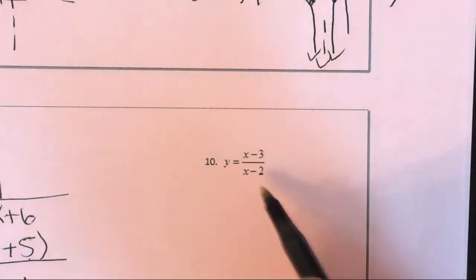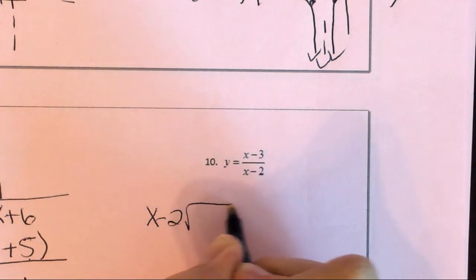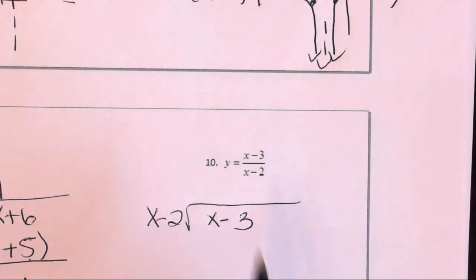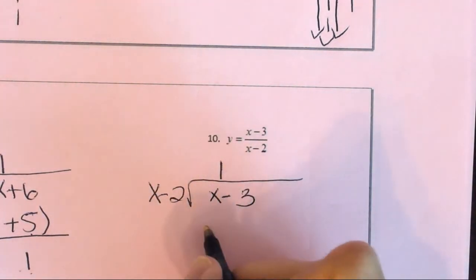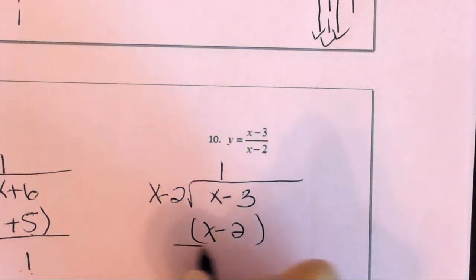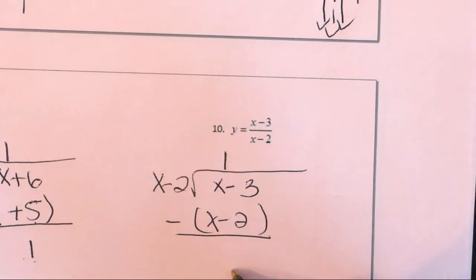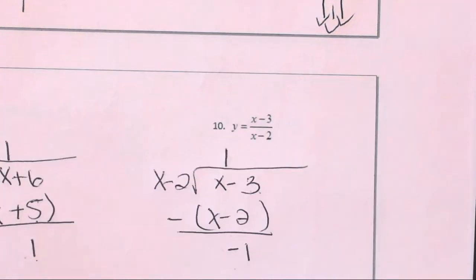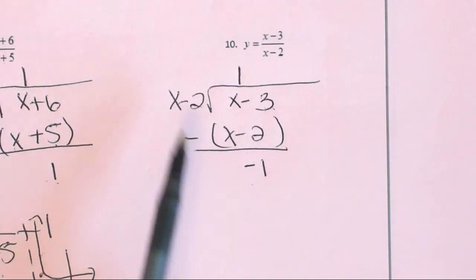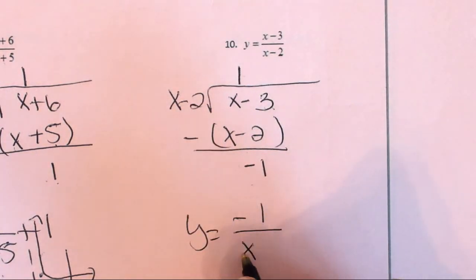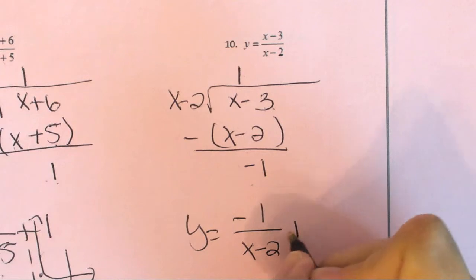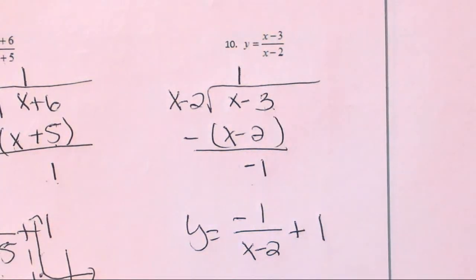We're going to review long division again. So I'm going to take this x minus 2 and divide it into x minus 3. How many times will x go into x? 1 time. And then I'm going to say 1 times x minus 2 is x minus 2. We're going to subtract them. x minus x is nothing. -3 minus a -2 is the same as -3 plus 2, which is -1. Okay, remember, the remainder goes on top of what you divided by. So y equals, my remainder is -1 over, I divided by x minus 2, and then I'm going to add whatever we had on top, plus 1.